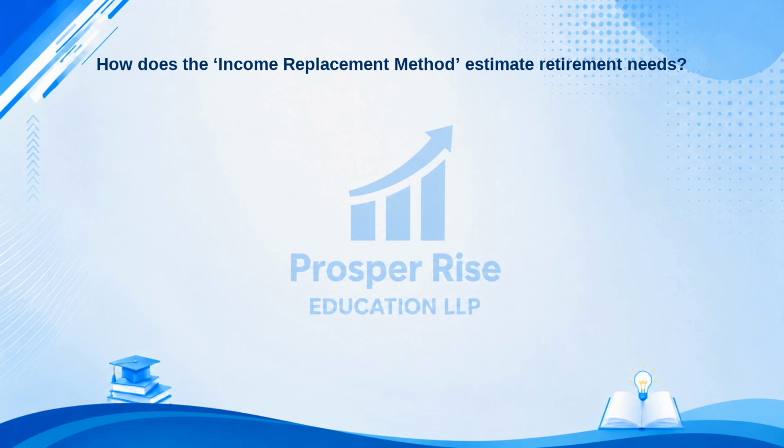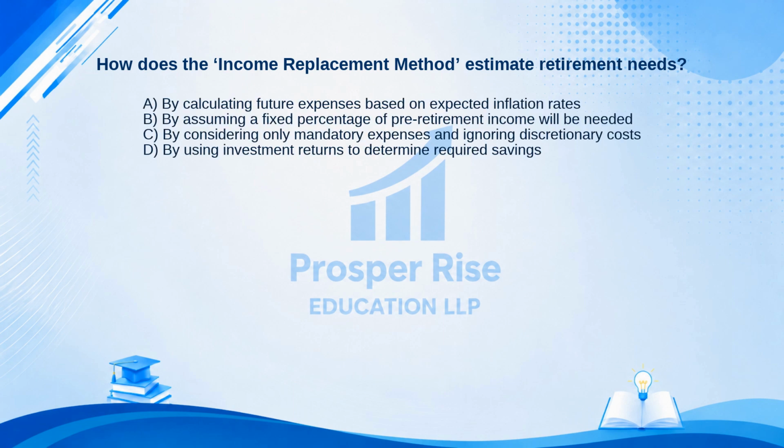Let's tackle this exam question. How does the income replacement method estimate retirement needs? Here are your options. A. By calculating future expenses based on expected inflation rates. B. By assuming a fixed percentage of pre-retirement income will be needed. C. By considering only mandatory expenses and ignoring discretionary costs. Or D. By using investment returns to determine required savings.